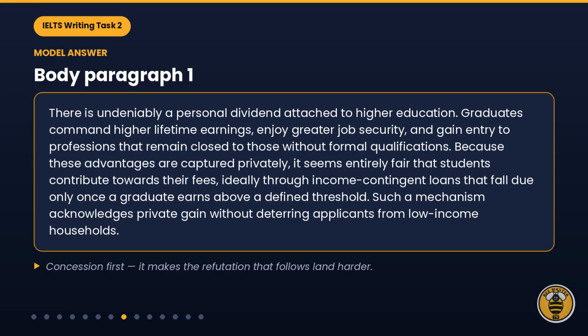Body paragraph 1. There is undeniably a personal dividend attached to higher education. Graduates command higher lifetime earnings, enjoy greater job security, and gain entry to professions that remain closed to those without formal qualifications. Because these advantages are captured privately, it seems entirely fair that students contribute towards their fees, ideally through income-contingent loans that fall due only once a graduate earns above a defined threshold. Such a mechanism acknowledges private gain without deterring applicants from low-income households.